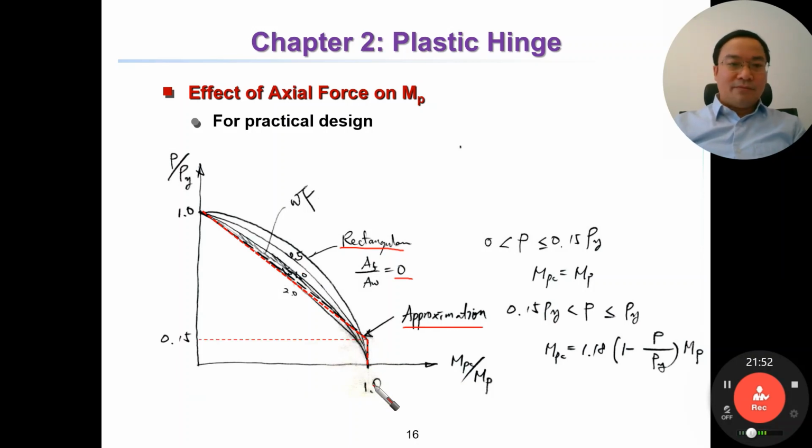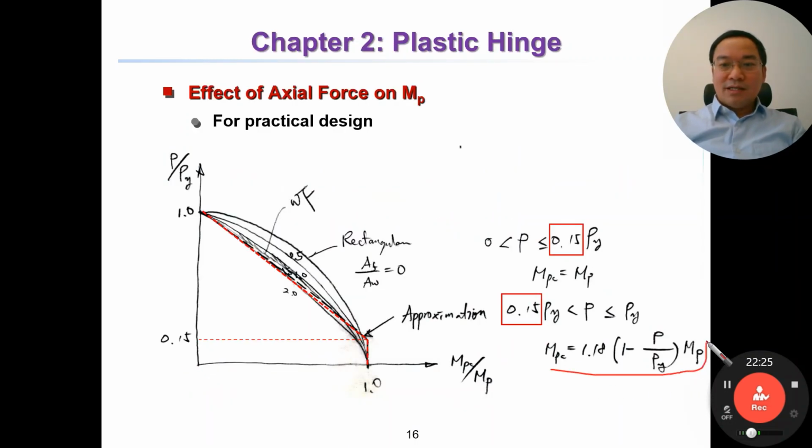So we can divide into two parts, this part and this part. If this ratio is smaller than 0.15, then we can use MPC equal to MP. Okay, equal. And if P over PY is greater than 0.15, then we use this equation. Okay, this equation.